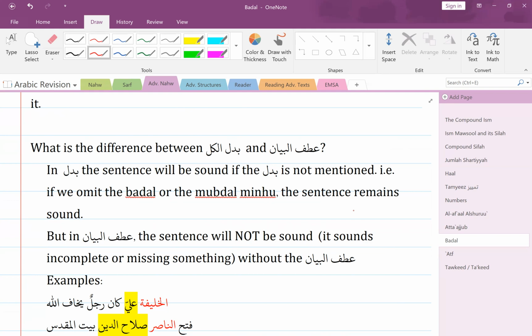The thing you need to understand is that in badal al-kull, the sentence will be sound if the badal is not mentioned. Like if I remove the badal, if I just said سلمت على أخيك, I greeted your brother. سلمت على أخيك, I greeted your brother. It's sound. It's not missing anything. Like, you know what I just said. I said, I greeted your brother. It's very clear. Or if your brother is called Ahmed, and I said, سلمت على Ahmed, and you only have that one brother, there's no confusion, then you also know what I'm talking about. The sentence is complete, it's sound, it's not missing or lacking any information.